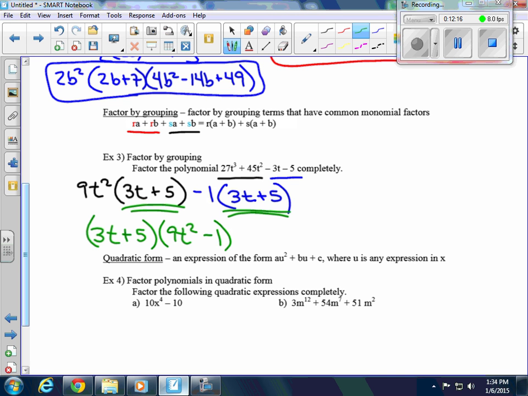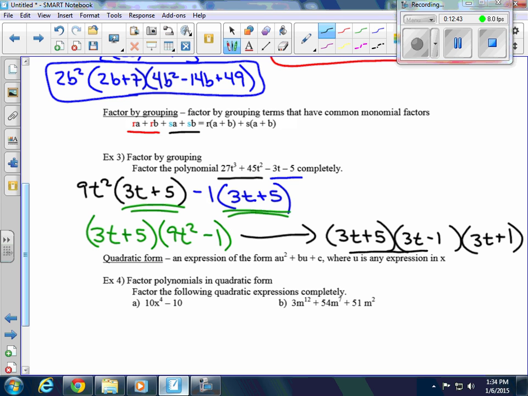So this, or if I factored by grouping. So then the only thing we have to check after that is, can I factor it any further? Well, this first term, 3t plus 5, that's done. However, the second one, we can factor this further because this is the difference of squares. So it's going to be 3t plus 5 times 3t minus 1 and 3t plus 1. And then this is factored completely.